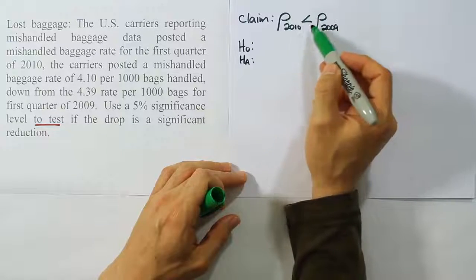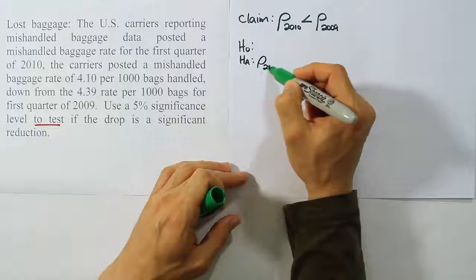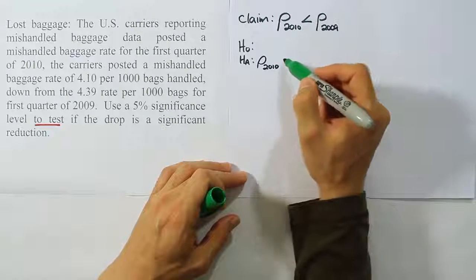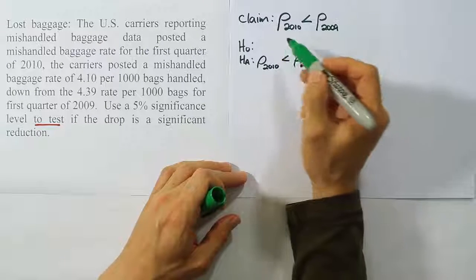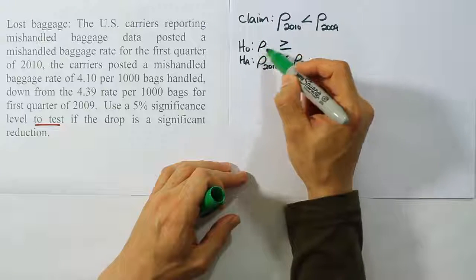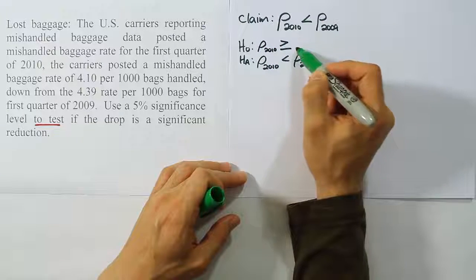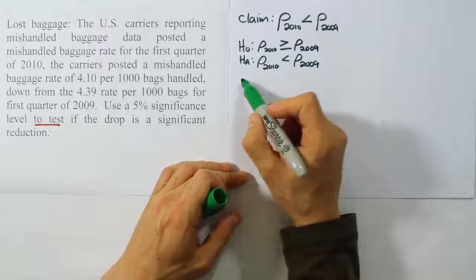The claim here is a less than symbol. That makes it the same as HA because that's one of HA's symbols, right? So we'll say rho 2010 less than rho 2009. And then, of course, H0 expresses the opposite idea. In this case, that will be greater than or equal to. So rho 2010 is greater than or equal to rho 2009. All right, and then we're going to write the data down.